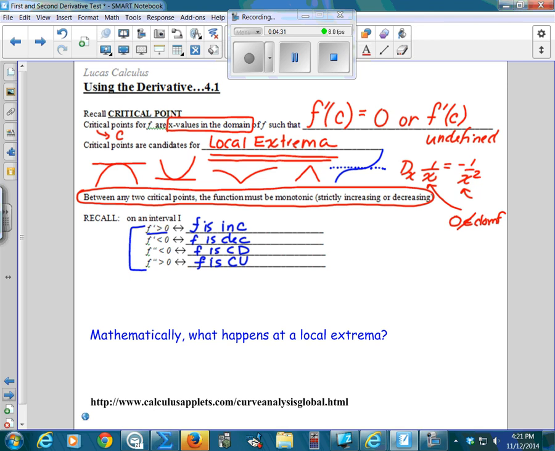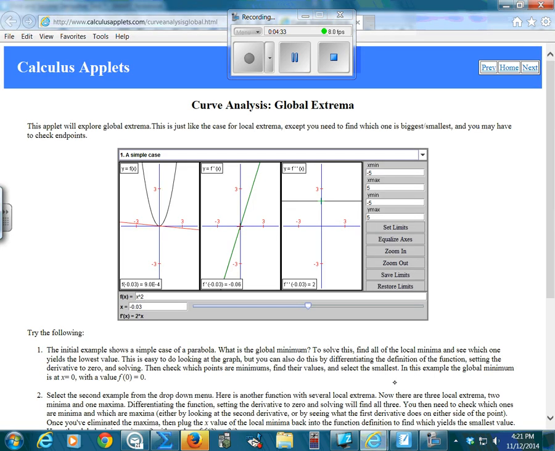Okay, so just a few things. This is kind of a neat little applet that shows, actually, in this case, they're global extrema. It's really local extrema. The first graph on the far left block is the graph of f. The middle block is the graph of f prime, and the third block is the graph of f double prime.